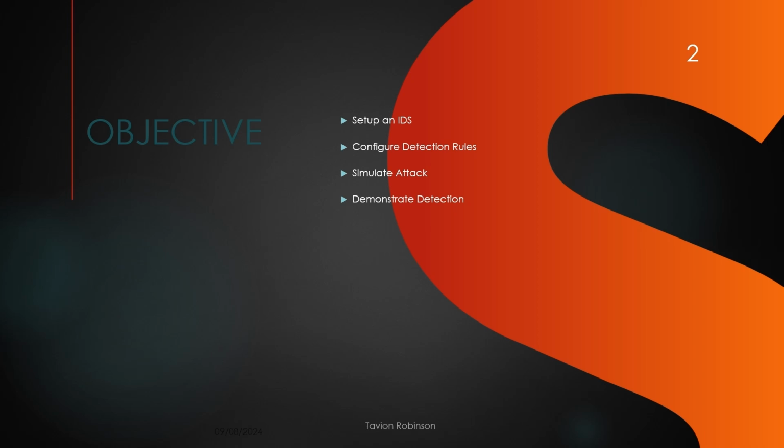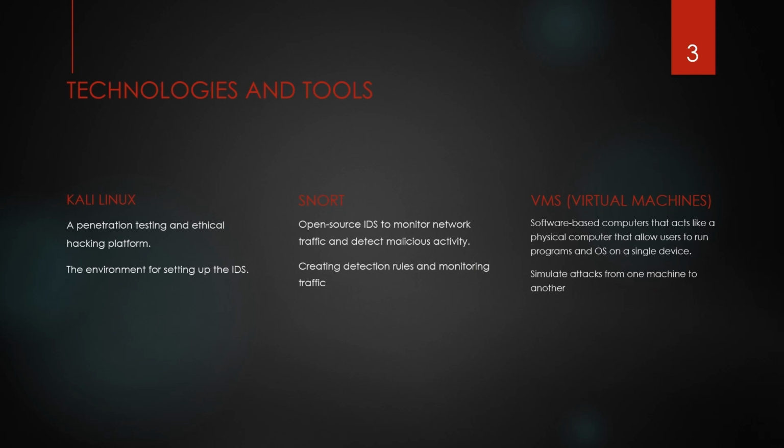Let's get started. The goal of this project was to set up Snort on an Ubuntu server and use it to monitor network traffic from my Kali Linux. I created custom rules to detect various attack patterns, including SSH attempts, ICMP pings, and flood attacks.